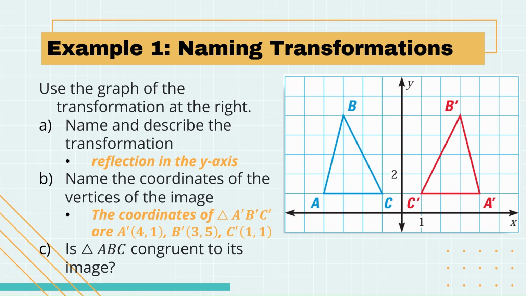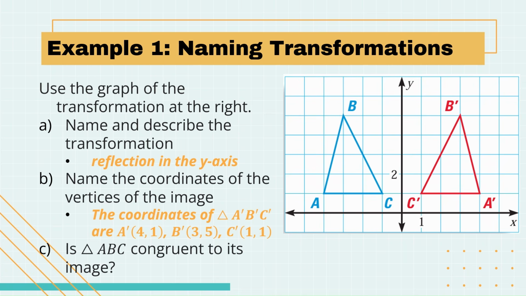Lastly, to answer the question, is triangle ABC congruent to its image? The answer is yes. Triangle ABC is congruent to its image, triangle A prime, B prime, C prime. One way to show this would be to use the distance formula to find the lengths of the sides of both triangles. Then you can prove it using the SSS congruence postulate.